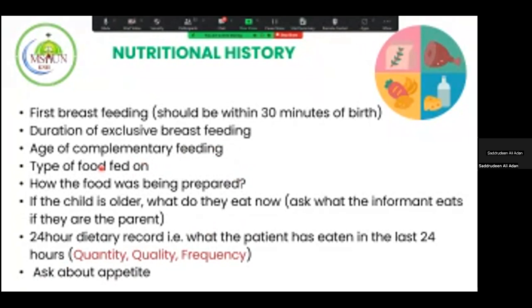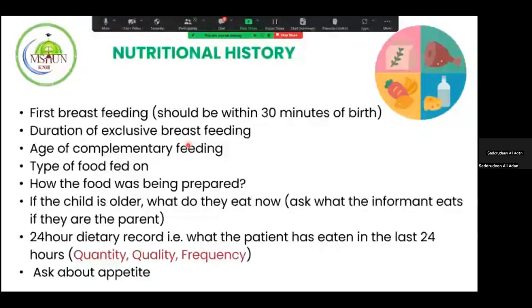Then the age of weaning. Weaning means you're getting off the breast. People confuse weaning with complementary feeding. Complementary feeding is just at 6 completed months. Weaning means the duration when the child is weaning off the breast, leaving the breast. So ideally, you should breastfeed for up to 2 years.